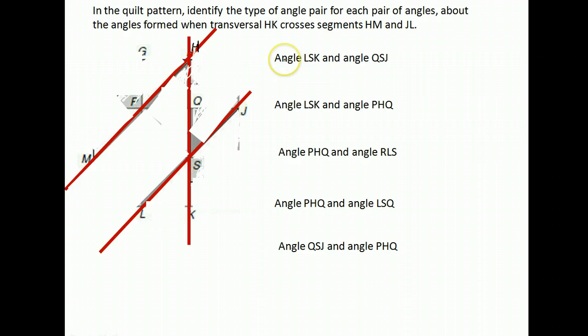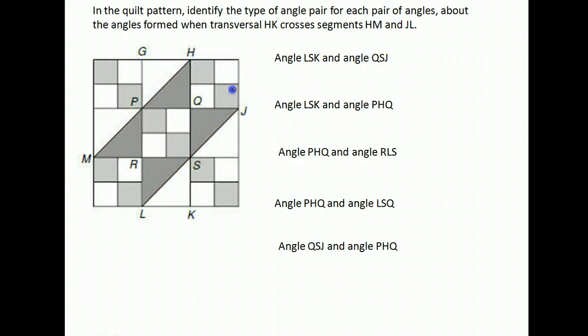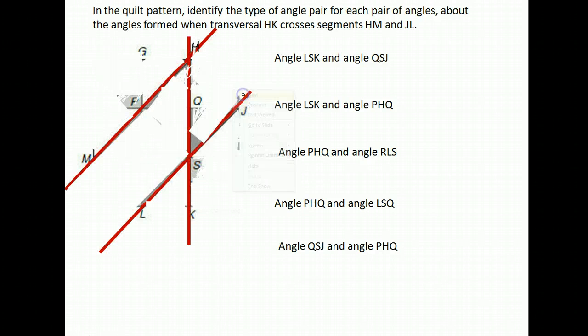Let's identify each angle pair. So LSK and QSJ. All right, so where is LSK located? Here's LSK. It's this angle right here. Okay, QSJ. So here we go from Q down to S out to J. It's this angle right here that's still a little bit gray.